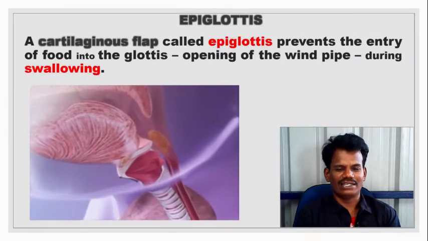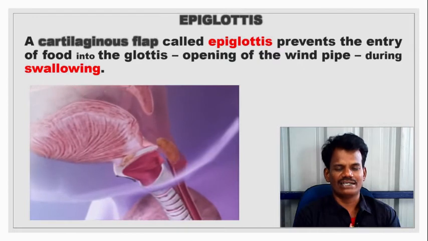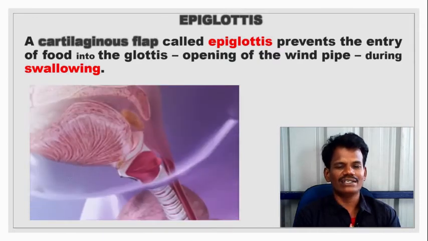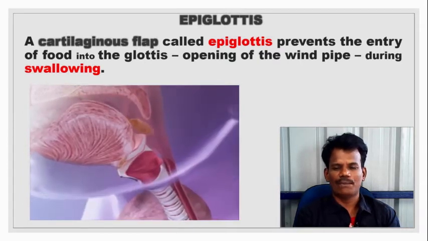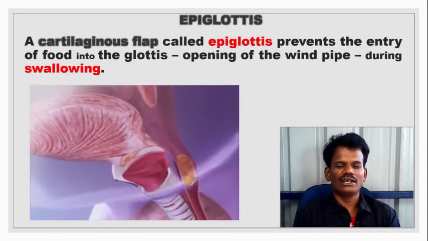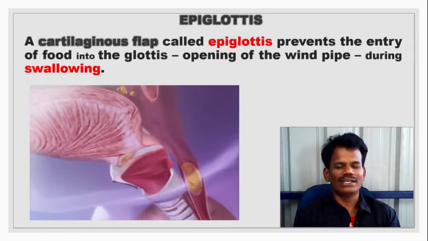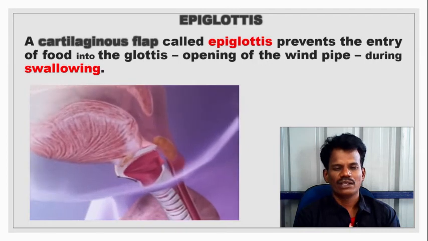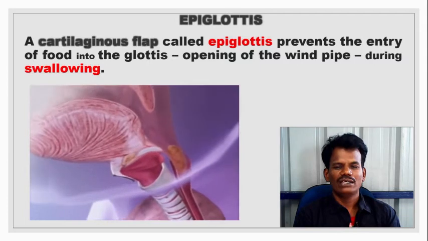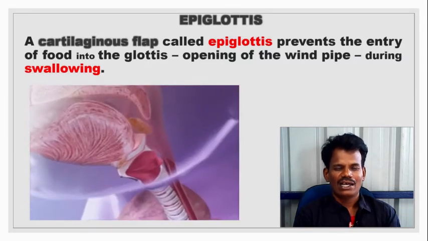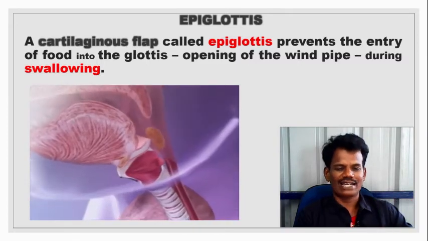Next, the epiglottis. You can see here in this animation how this epiglottis is covering the glottis. The epiglottis is a cartilaginous flap that prevents the entry of food into the glottis. The glottis is the opening of the windpipe or trachea. So this epiglottis prevents the entry of food into the glottis, or that we say the entry of food into the respiratory tract.